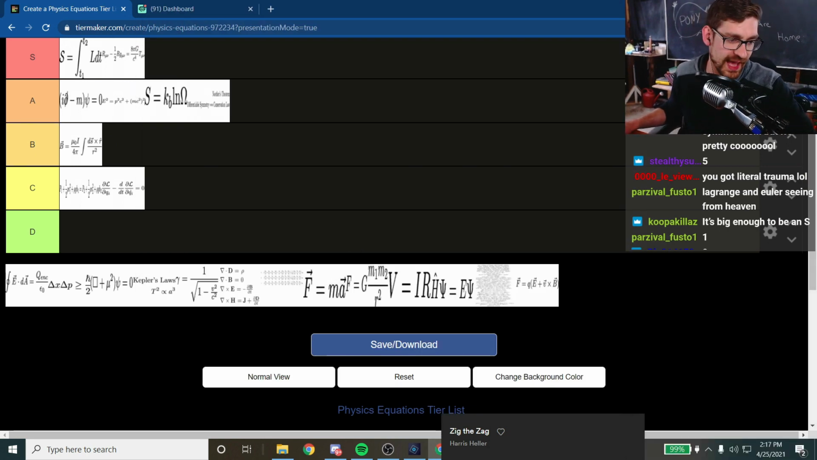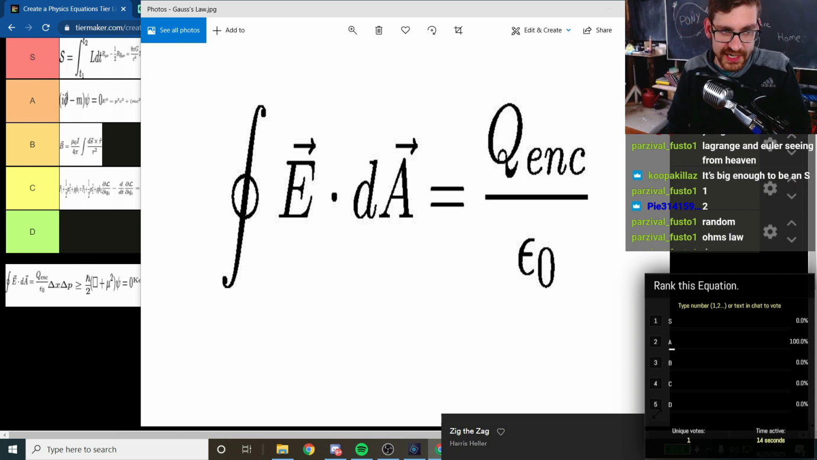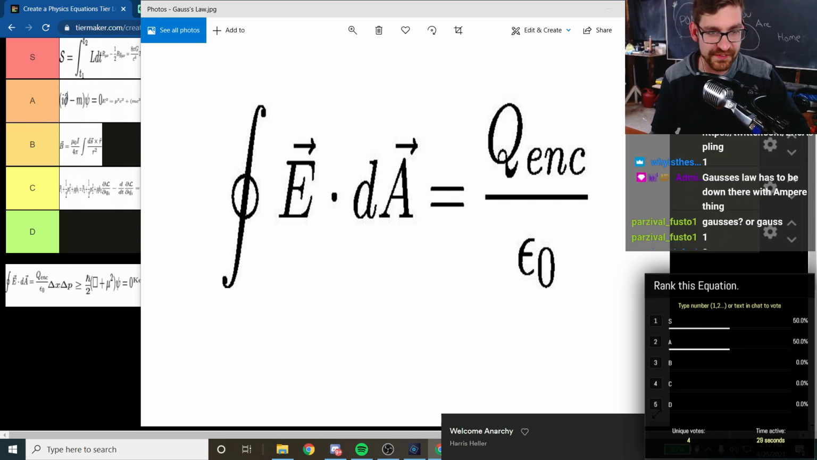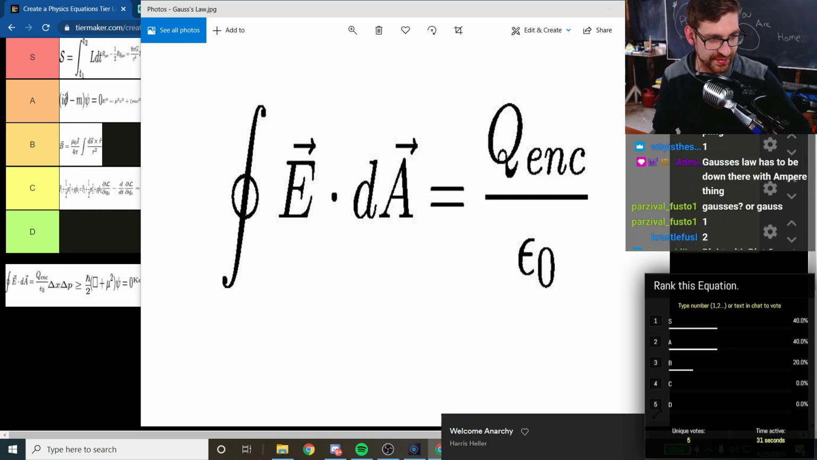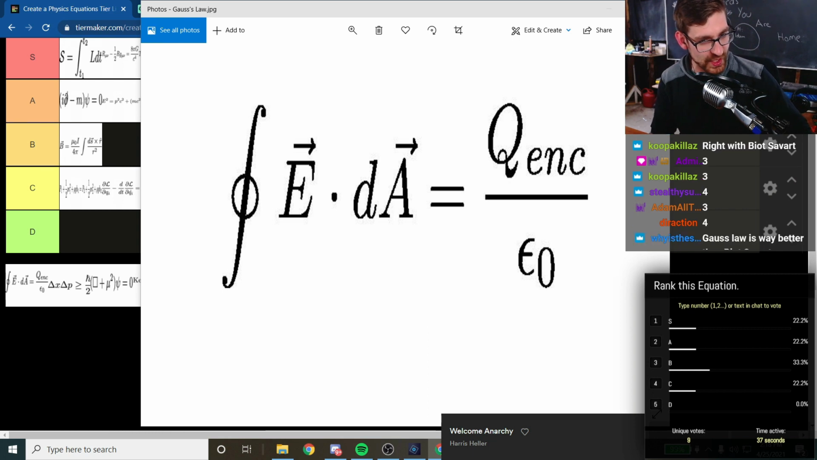Next up, we have Gauss's law. Of course, the famous intuition that Gauss had, that if you had an electric field and you enclosed it in some area, then it could talk about the charge enclosed for just that area. Right, it's kind of along the same lines as Biot-Savart, isn't it? Hard to say. This one's certainly a little bit more torn. Looking at B's and C's a lot, we have a couple people with S's and A's.